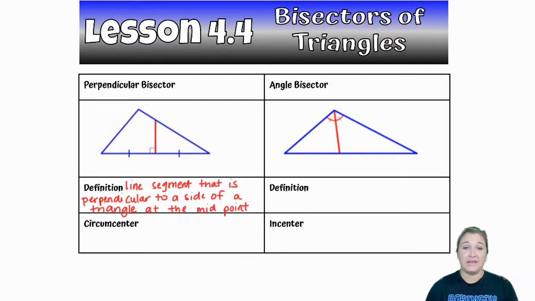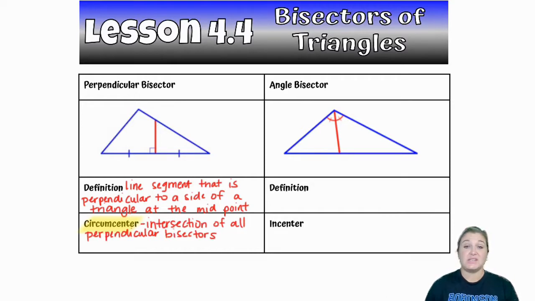And just like with median and altitude, we do have a special name for the intersection of all the perpendicular bisectors. On your notes, it says incenter, but it's really supposed to be circumcenter, as I have written here on the video. So you might want to change that real quick. But the circumcenter is the intersection of all the perpendicular bisectors.